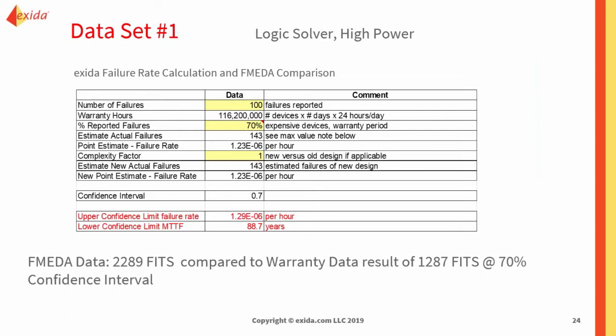The first couple of data sets are all going to be different logic solvers. So first we're going to look at a field failure data study. This is a high-powered logic solver. We sorted through the failures, what's a failure, what's not, and 100 failures were reported. We assumed the percent reported was 70%, and we were able to do our warranty study, which came out to 1,287 fits, and compared that to the FMEDA results. The FMEDA results were 2,200 fits, and as you can see, it came out at the 70% confidence interval.